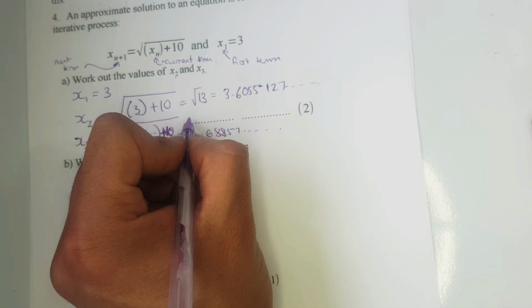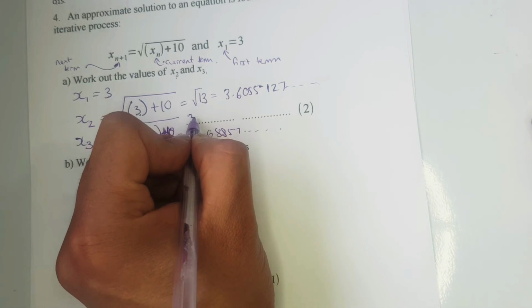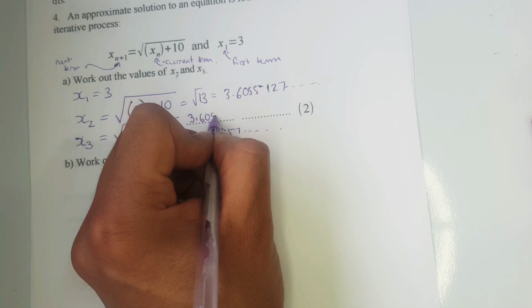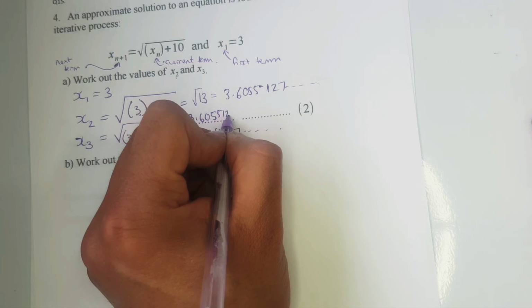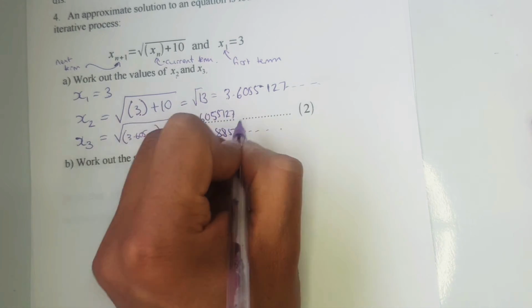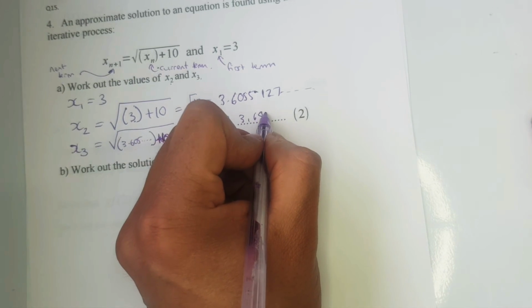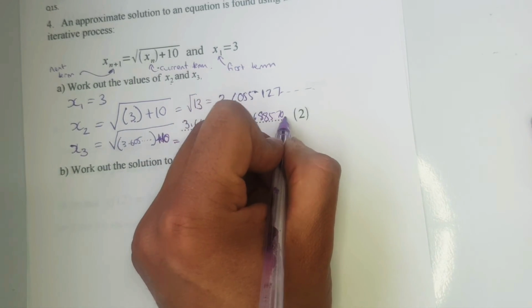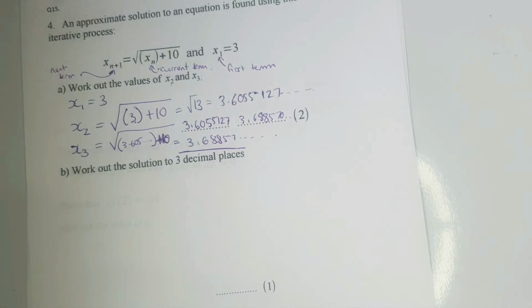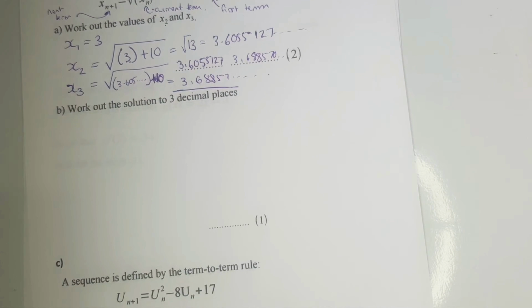So we're going to write the answers down on the lines provided. The first answer was 3.6055127. The second answer is 3.6888570. It's not asking us what to round it to, so we just leave it as it is. And that's it.